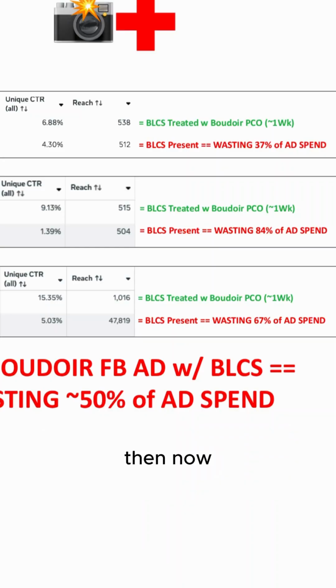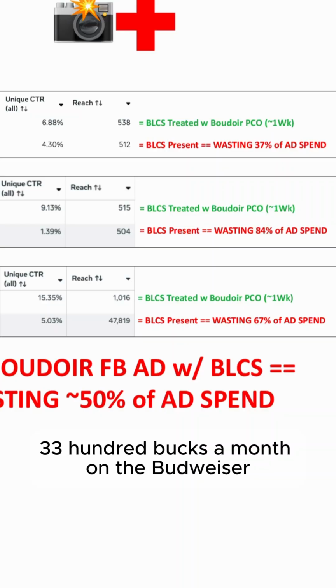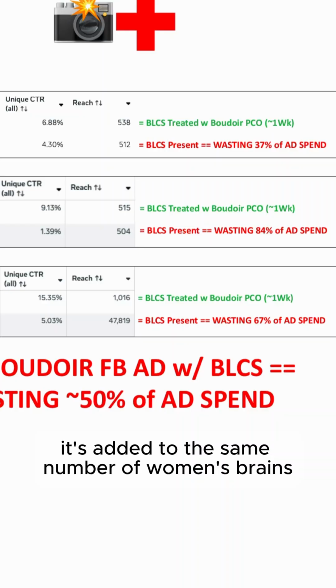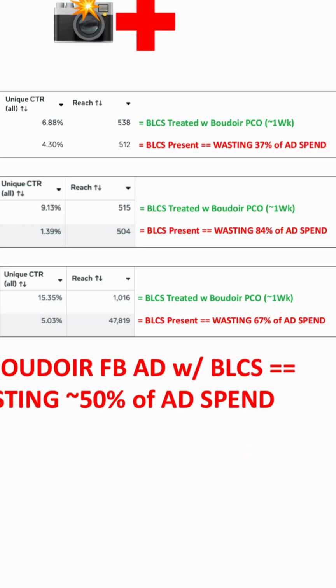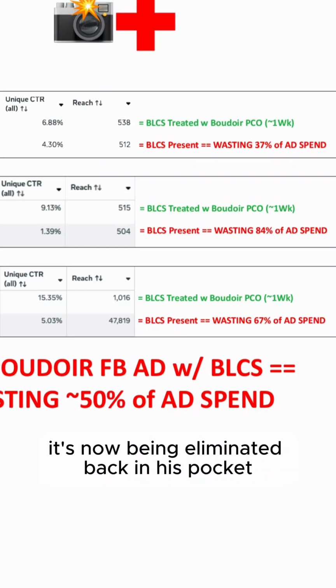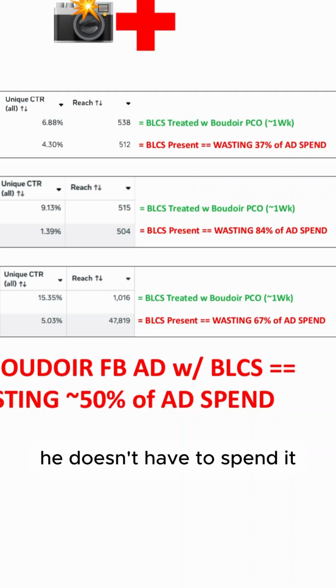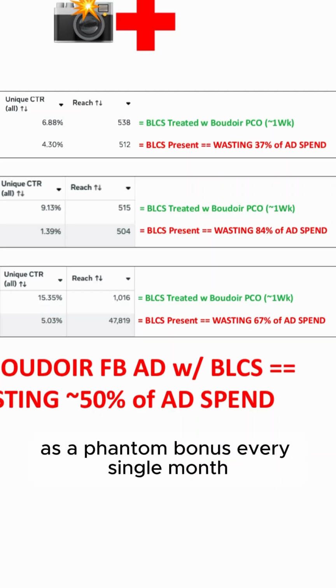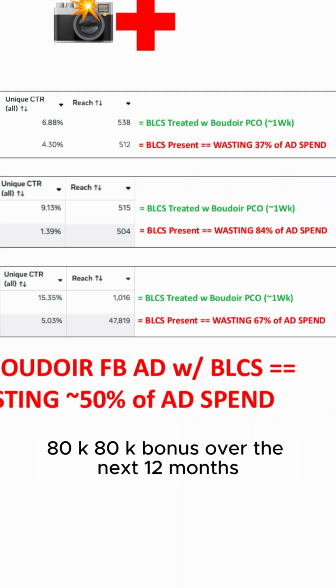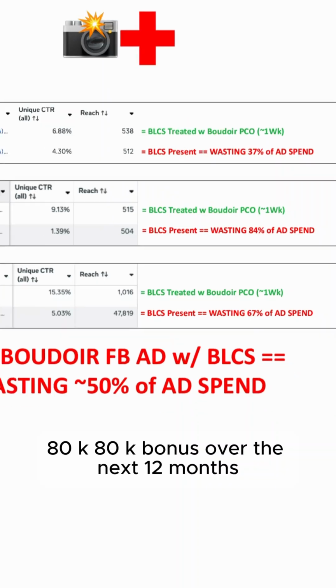then now he only has to spend 3,300 bucks a month on the Boudoir Pico treated ad, and he gets to add into the same number of women's brains in both scenarios. But now that 6,700 bucks a month that was being wasted is eliminated, back in his pocket. He doesn't have to spend it as a phantom bonus every single month. Basically like, what's that, 80K? 80K bonus over the next 12 months.